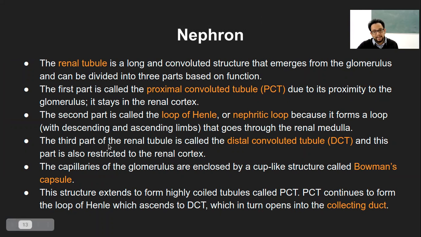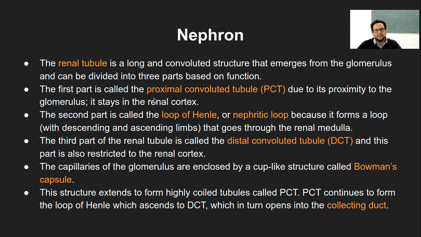Now the third part of the renal tubule is called the distal convoluted tubule. Distal, again, means a little far away or farther from the glomerulus, and that is why it is called distal. Convoluted because again it is folded, so distal convoluted tubule or DCT. And this part is restricted again to the renal cortex.